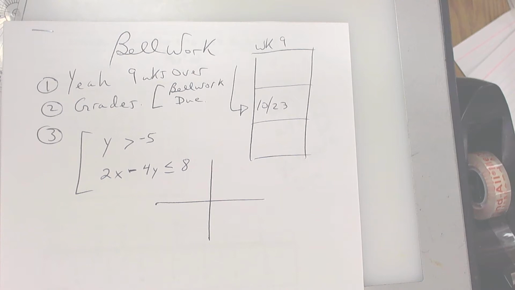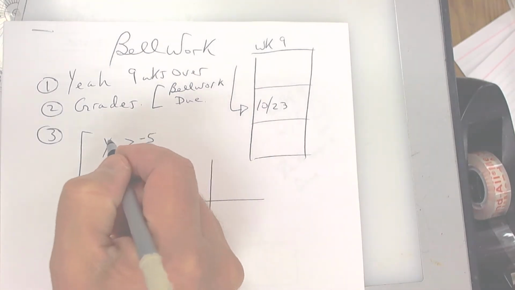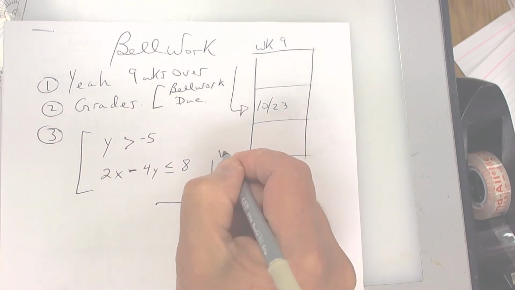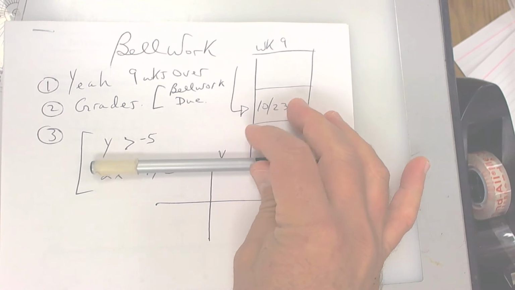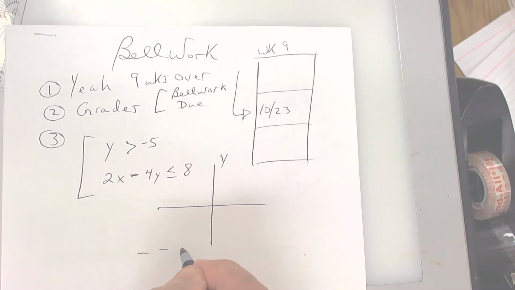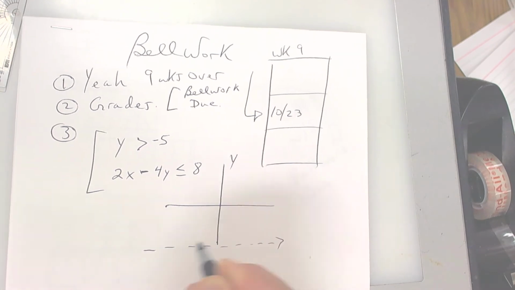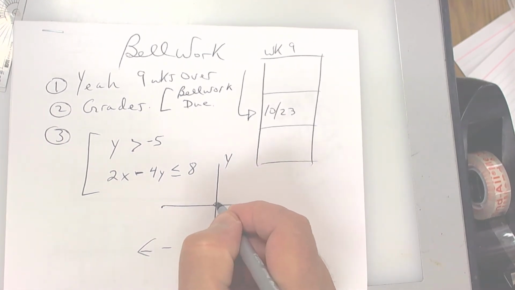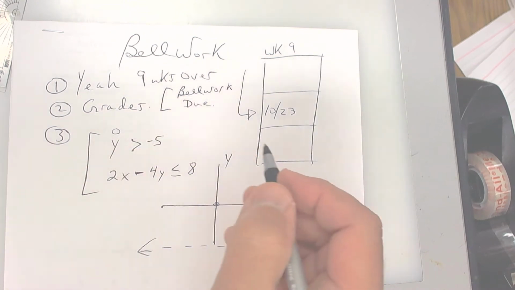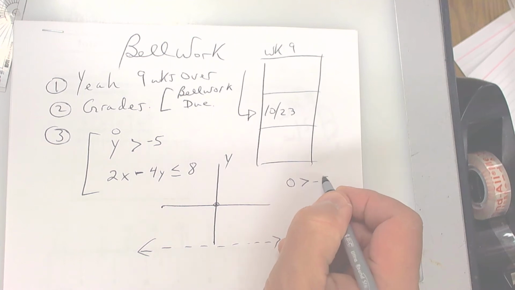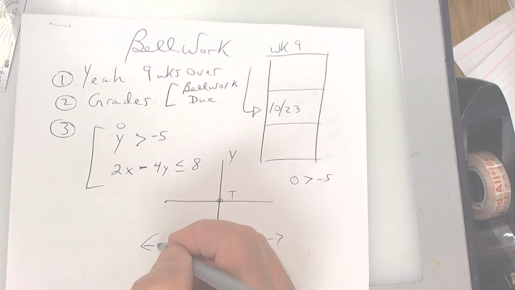All right, let's look here. This one, y is greater than -5. So here's your y-axis. Put your pencil on the y-axis and slide down to -5. It's going to be broken right here. Okay? So put 0, 0. Put a 0 here. 0 is greater than -5. That's true. So you're going to color this way.